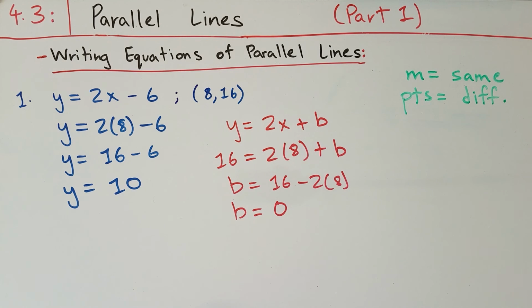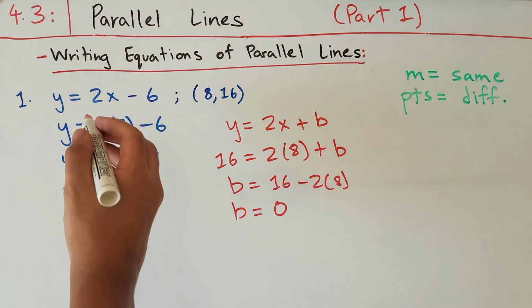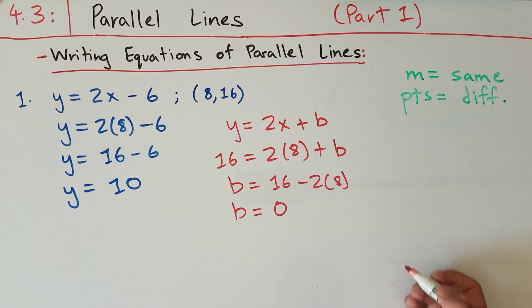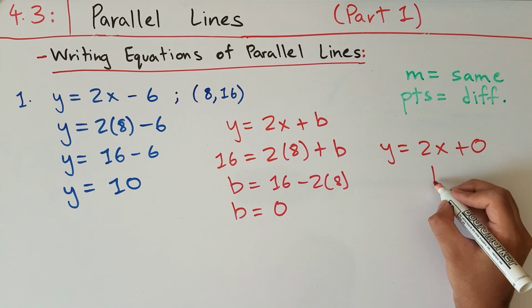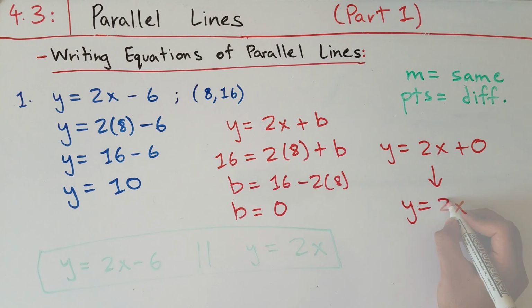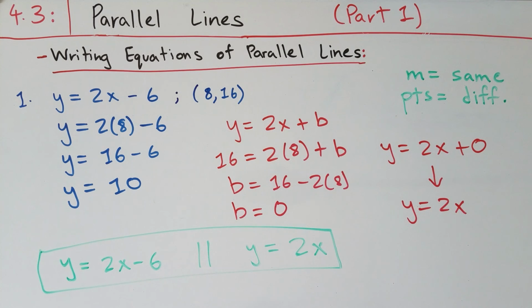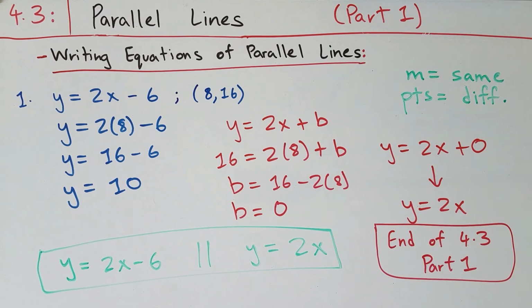So we can say that the line that's parallel to y equals 2x minus 6 is in fact equal to y equals 2x plus 0, which we can rewrite as y equals 2x. So in a final statement, we can conclude that the line y equals 2x minus 6 is parallel to the line y equals 2x because they have the same slope of 2, regardless of them having different y-intercepts of -6 and 0. And this is it for section 4.3 part 1, which is parallel lines.